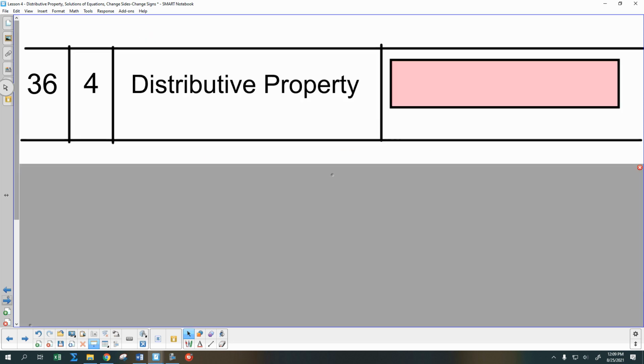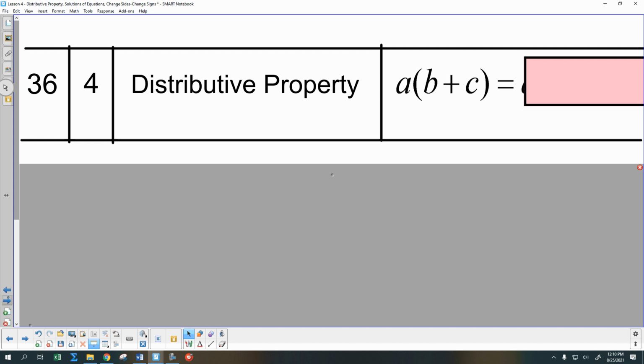So, for formula 36 out of lesson four, it is the distributive property. So you're going to start out by writing down that left-hand side. And distributive property is whenever you have one thing times the parentheses that has plus or minus signs in it. And I bet you guys remember what we do with the distributive property on this. So who can tell me what the right-hand side of that equation is going to be?